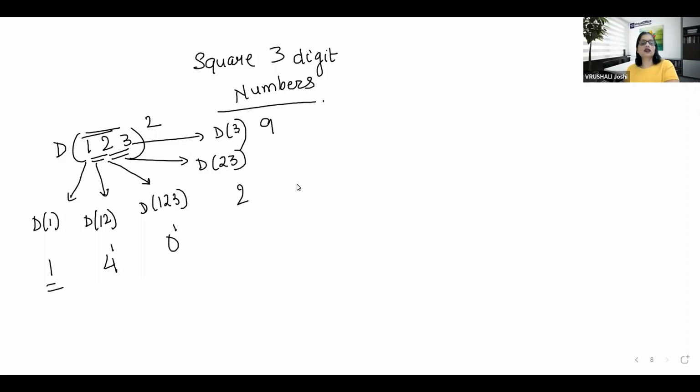So this will give you a 1. This will give you a 5. This will give you another 1. This will give you a 2. And that will give you a 9. So this is practically the square of 123. All right.